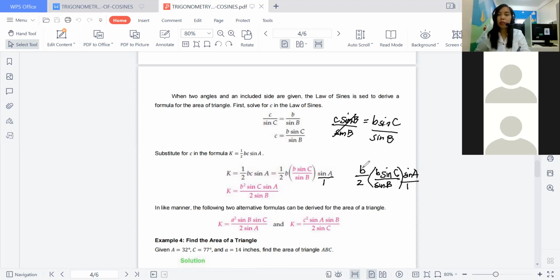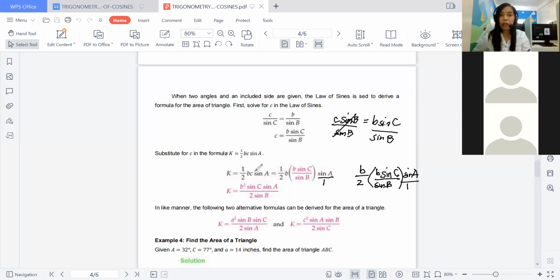So let's multiply all the numerators. B times B sine C times sine A, we will have this. B squared sine C sine A over, multiply all your denominators, 2 times sine B times 1. We will have 2 sine B. In like manner, the following two alternative formulas, kapag ginamit mo naman other formulas ng area of a triangle, makukuha naman ito.